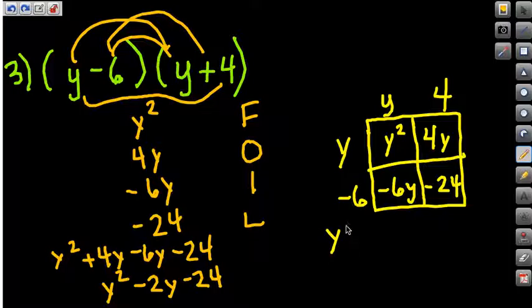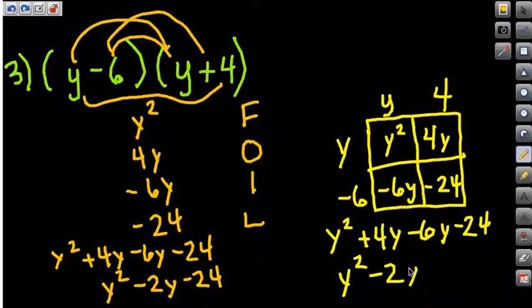Okay, just go ahead and write the terms out. So we have y squared plus 4y minus 6y minus 24. So y squared minus 2y minus 24. All right, so those are the same. So either method that you feel most comfortable with, just go ahead and do that. If you prefer the FOIL method, by all means use that. If you find the box method to work better for you, then go ahead and use that.